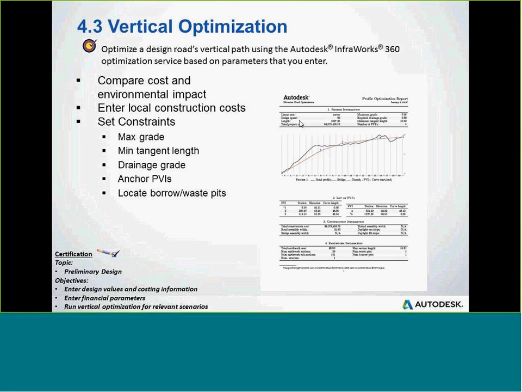and consider environmental impact of it. And as you're optimizing that vertical, you can actually set the maximum grade that you want for the road, minimum tangent lengths. You can set drainage grades. You can anchor certain points of vertical intersection. So let's say at the beginning of the alignment where we were meeting up with an existing road, we can tell it we want to lock that point of intersection to the elevation that we have so that we make sure we meet up with that.